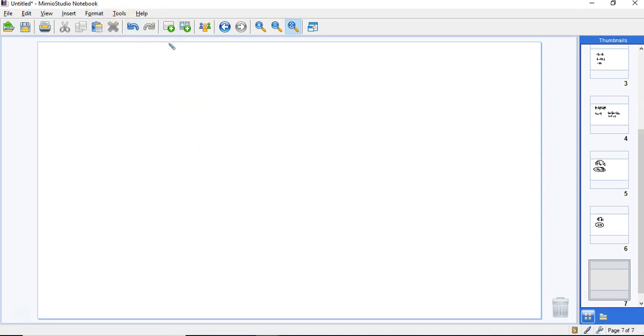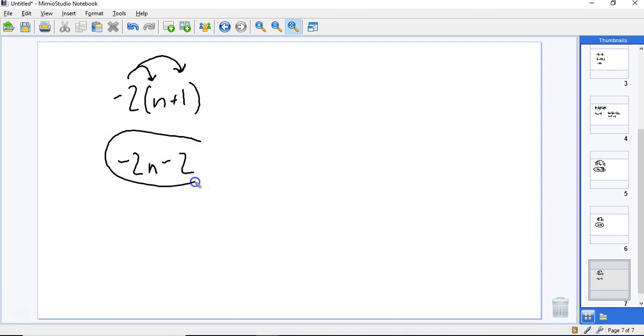Moving on to the next problem. So we've got negative 2 and then the parentheses n plus 1. So once again, we are just distributing this negative 2, the number on the outside, multiplying by each term on the inside. So I've got negative 2 times n, negative 2n. Negative 2 times 1, 2 times 1 is 2, it's a negative, negative 2. Easy as cake. That is your answer. No like terms to simplify. Done and done.